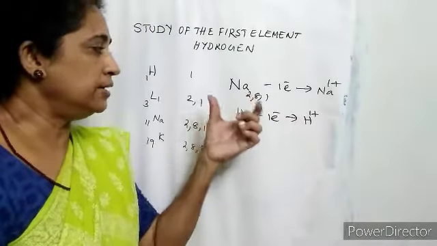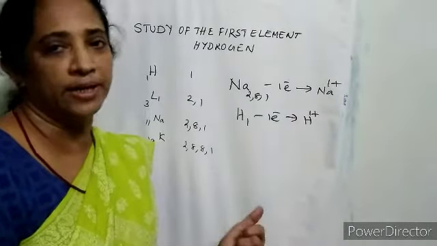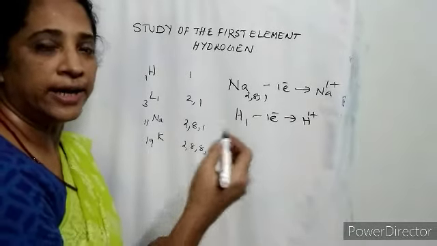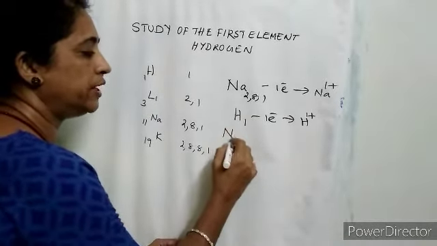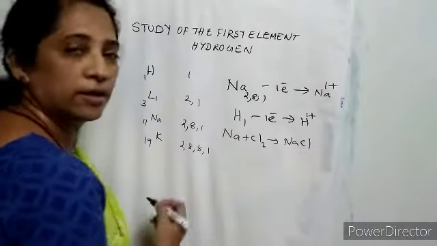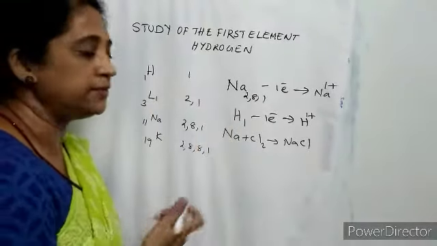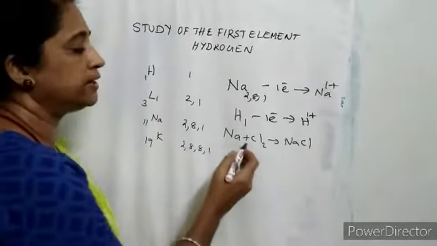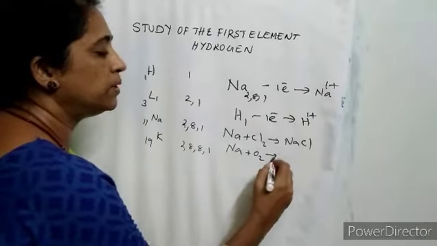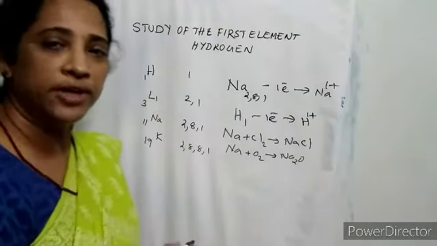And alkali metals have a strong affinity for non-metals like oxygen, sulfur, chlorine, etc. For example, sodium reacts with chlorine to form sodium chloride. Sodium is highly reactive and reacts with non-metals. For example, chlorine gives NaCl. Sodium reacts with oxygen to form sodium oxide. Sodium reacts with sulfur to form sodium sulfide.